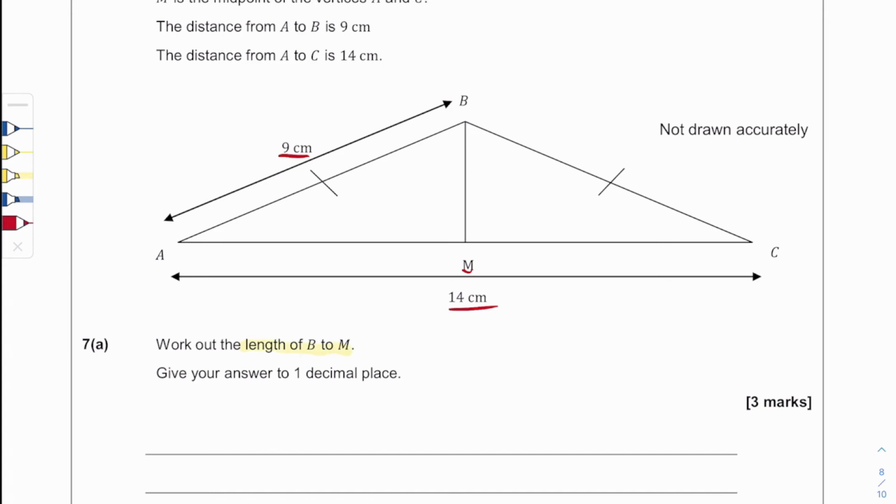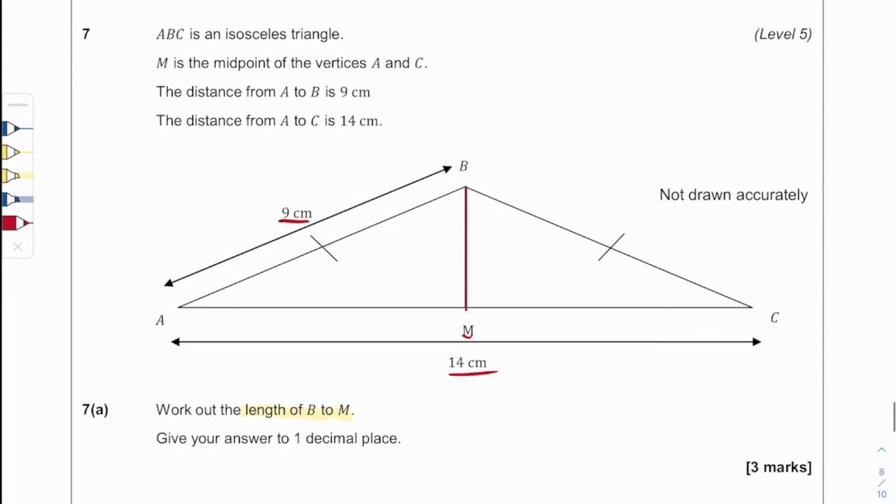So let's stick this on. So we've got B to M here. Okay, let's try it again. So B all the way down to M. There we go. Right. Okay, so how do we go about doing this? And it's worth 3 marks. There's going to be a little bit of work that we need to do here. Okay, so the first thing that we're told is that ABC is an isosceles triangle. This is important, and we've also been told, of course, that these two sides are the same.